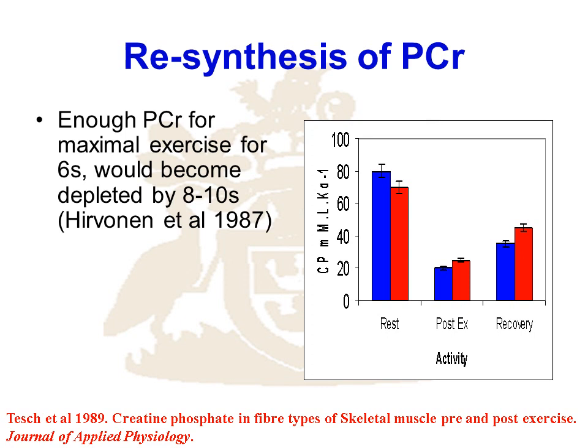Well, there's a nice study by Hirvonen in 1987, which was the one that really showed for us that you've got enough PCR for maximal exercise on average for around about 6 seconds, and in most people it's an 8 to 10 second depletion. Very well trained sprinters, it might be up to, say, about possibly 12 seconds, but that'd be pushing it, to be brutally honest. But most people, it's around about 8 to 10 seconds before it's completely depleted.